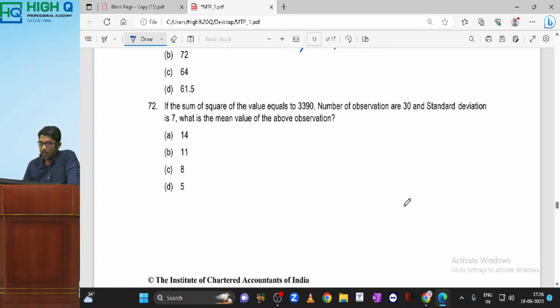Over. Now, if the sum of the squares of the values is 3390, that means summation x square is 3390. Number of observations are 30.